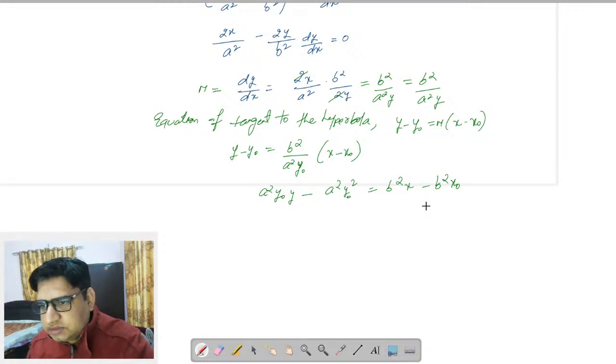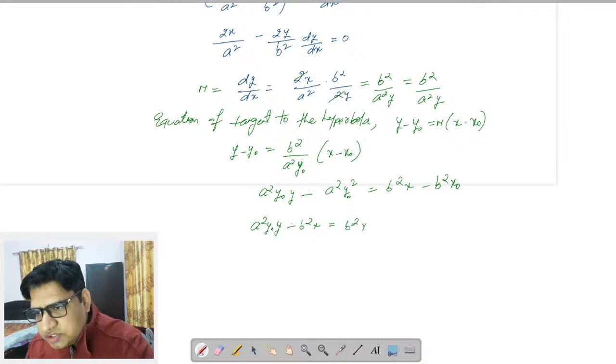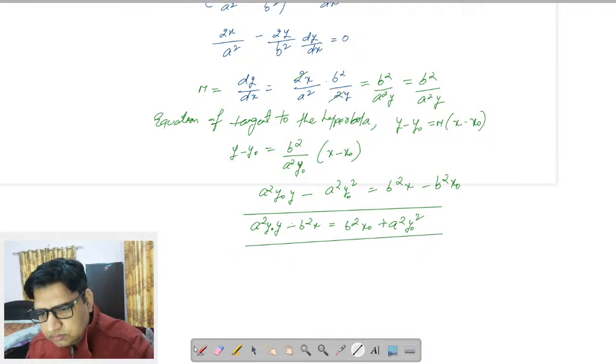And if we simplify it further, that will be a square y naught y minus b square x is equal to b square x naught plus a square y naught square. That is how we get to the equation of the tangent to the hyperbola.